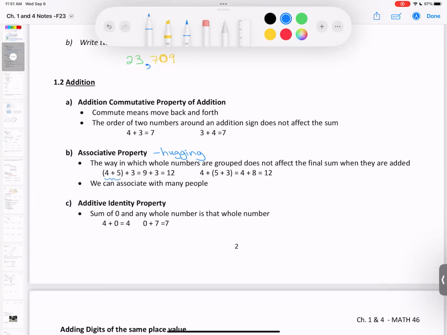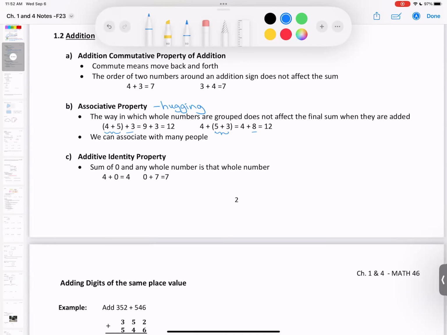If we add that 4 plus 5 first, we're going to get 9, and then we're going to have 9 plus this 3 on the end here. So we're going to get 9 plus 3, and we'll get 12. Well, what if we added the 5 and the 3 first? Over here, we'll have 4 plus, now that's going to become an 8. So we have 4 plus 8. We also get 12. So it doesn't matter if we add the first 2 digits first, or the 5 and the 3, the second and third digits first. No matter which ones we add first, we're going to get the same outcome.